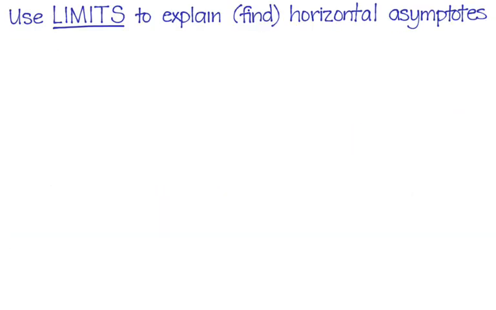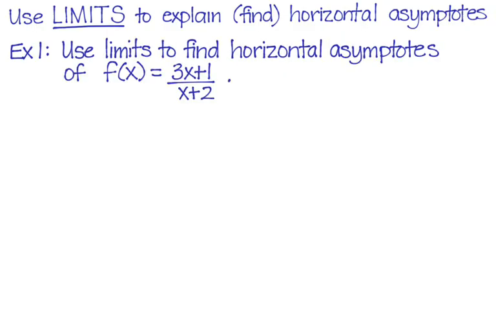From now on, because we are calculus students, we will not just examine the degrees of the numerator and degrees of the denominator. We will always use limits to explain our horizontal asymptotes. So here's one example. Use limits to find the horizontal asymptotes of this function, 3x plus 1 divided by x plus 2. So we're not going to use any of our Algebra 2 rationale about the degrees of numerator and degrees of denominator. We're going to use limits.